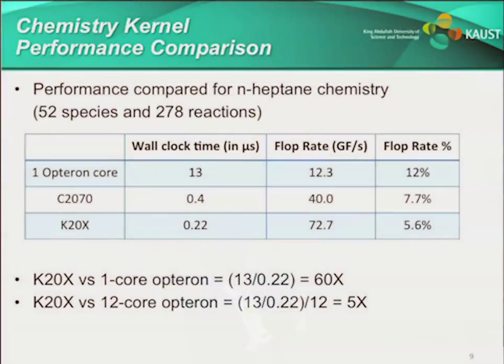The quick test result of our n-heptane chemistry shows, depending on how you look, it's always a different apples to apples, not apples to oranges comparison when you compare CPU versus GPU. But roughly we can find about 5 to 60 times acceleration compared to the Opteron processors, depending on how many cores you're using in CPU mode. So these are two different versions of the GPUs that we tried.